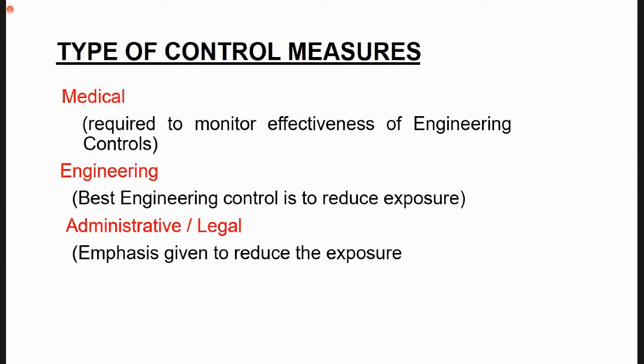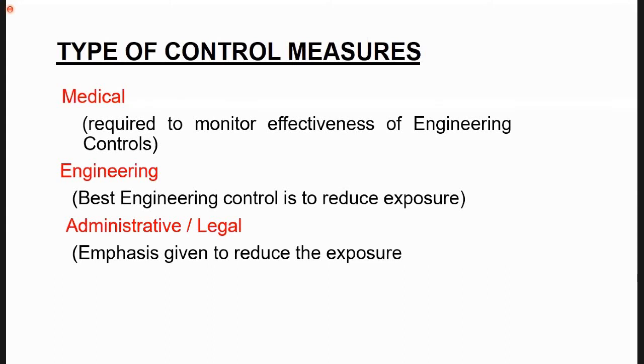For example, in an industry, there are machines. So engineering means proper working of the machine, and again, it has to fit the worker. Medical measures are periodic health checkups of a worker, pre-employment examinations, and treatment of diseases if a worker encounters them. And engineering control is to reduce exposure, and also to make sure that all machines are updated and not harmful to the workers or the working environment.